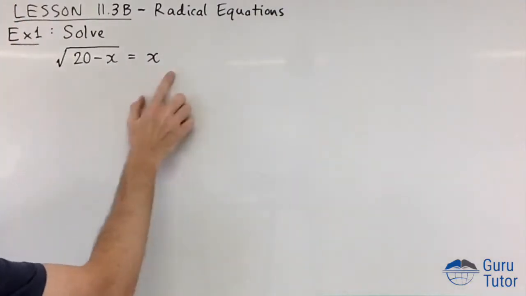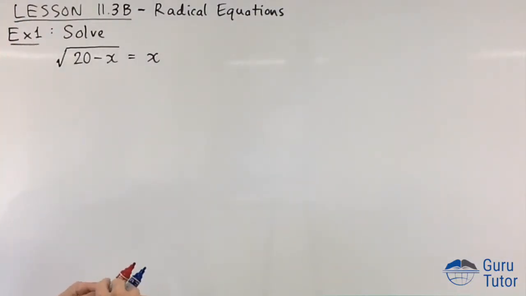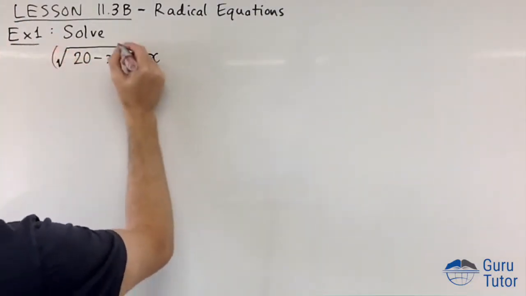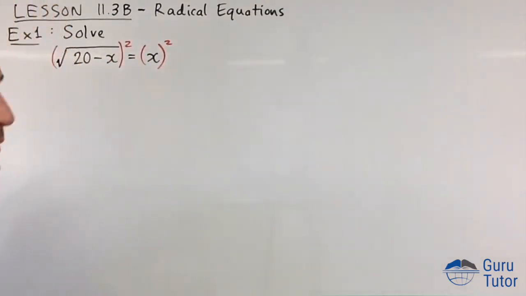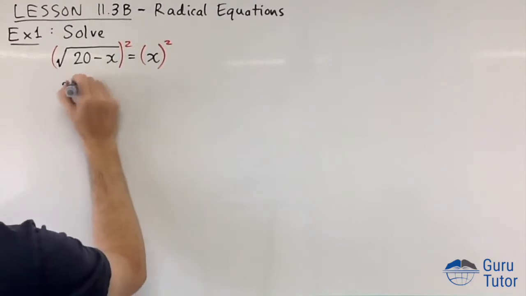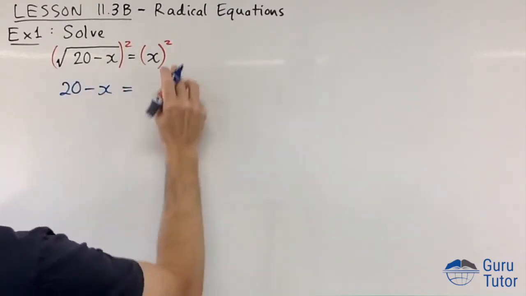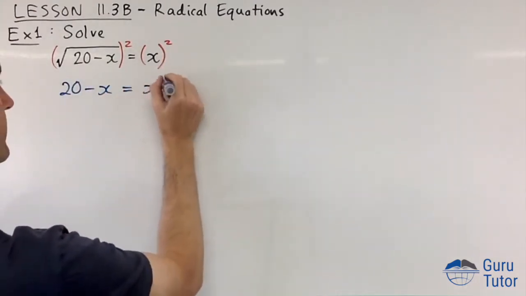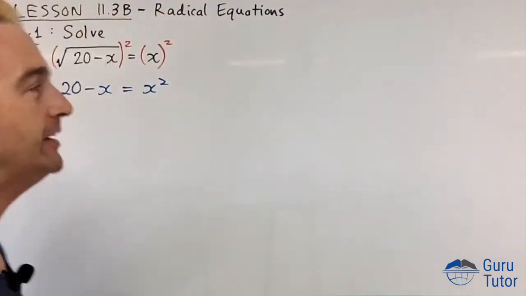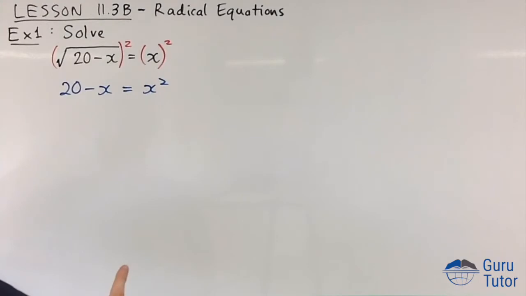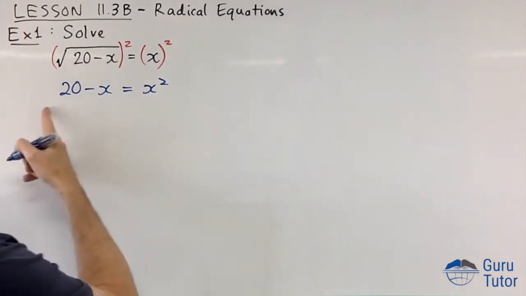We do the same as last time. We've got the left-hand side, right-hand side. How do we get rid of the radical? Let's square both sides, okay? And on the left, we're squaring a square root, which leaves us with what's inside, 20 minus x. And on the right side, we've got x squared. What is that? That is now a quadratic equation, which we did in chapter 9. How do we solve this?